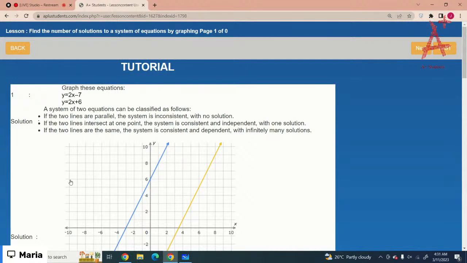So basically you have to graph the equations and see how many solutions are possible. If you plot the lines and the lines are parallel, that means the system is inconsistent with no solution. Got it? If the two lines intersect at one point, the system is consistent and independent with one solution. If the two lines are the same, the system is consistent and dependent with infinitely many solutions. Got it?